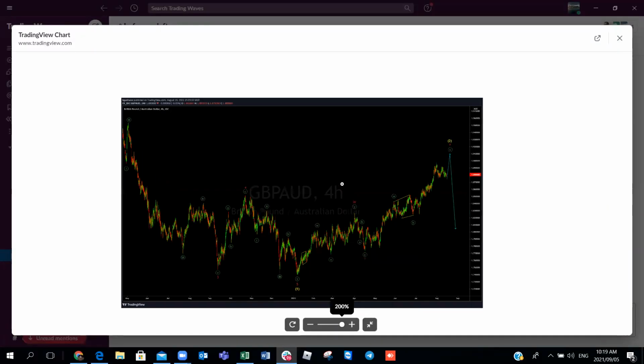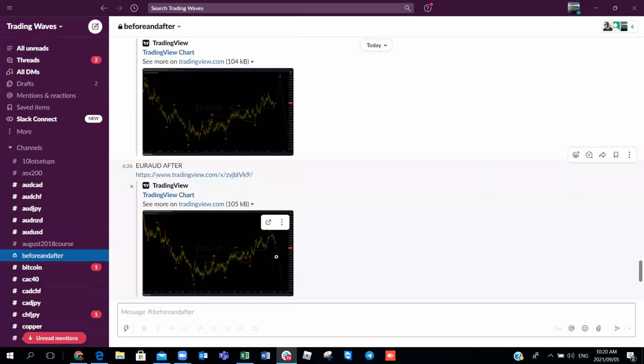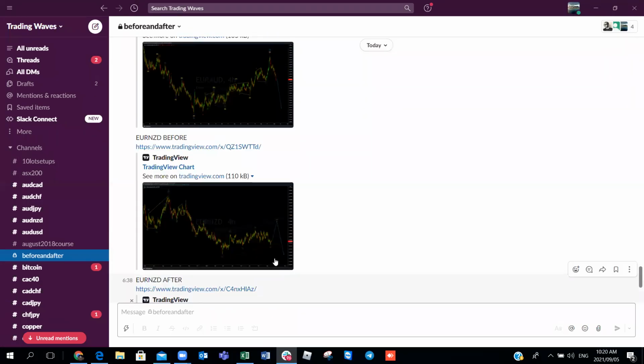Let's have a look now at Pound AUD. Just like Euro AUD, we've picked up the top here on Pound AUD right here at the top, and for this one to push to the downside. How did that play out? Look at how Pound AUD is playing out there. Let's go to it.